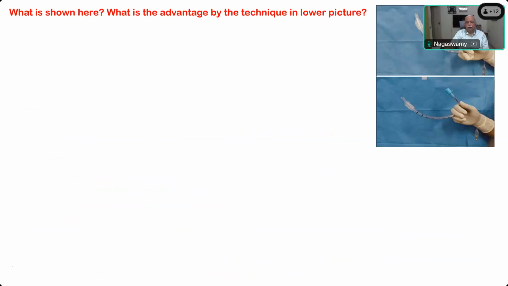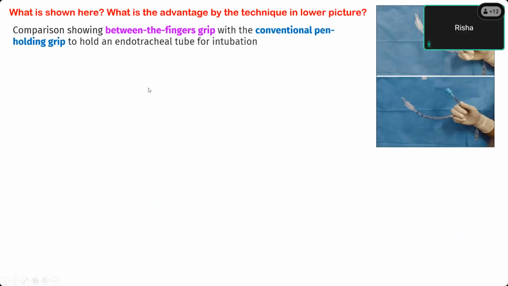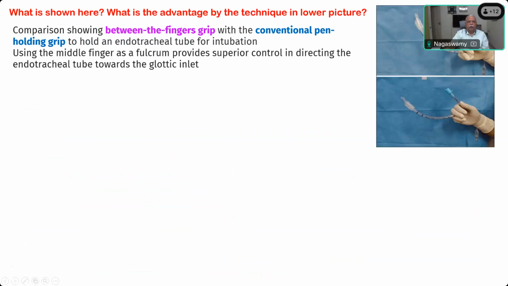The endotracheal tube has been bent and held like this. It is a comparison showing the difference between the fingers grip and the conventional pen holding grip to hold an endotracheal tube for intubation. Okay? Using the middle finger as a fulcrum provides superior control in directing the endotracheal tube towards the glottic inlet.